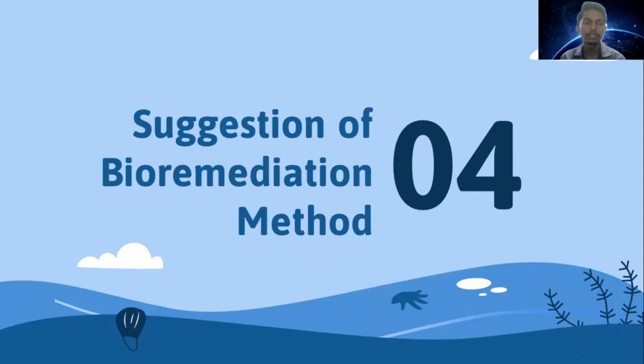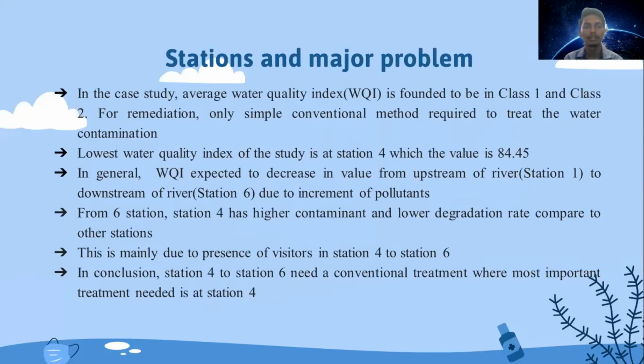So moving on to the suggestion of the bioremediation method. First, we need to see the stations and the major problems of the assessment. In the case study, the average water quality index, WQI, is found to be in class 1 and class 2. So for the remediation, only a simple conventional method is required to treat the water contamination.